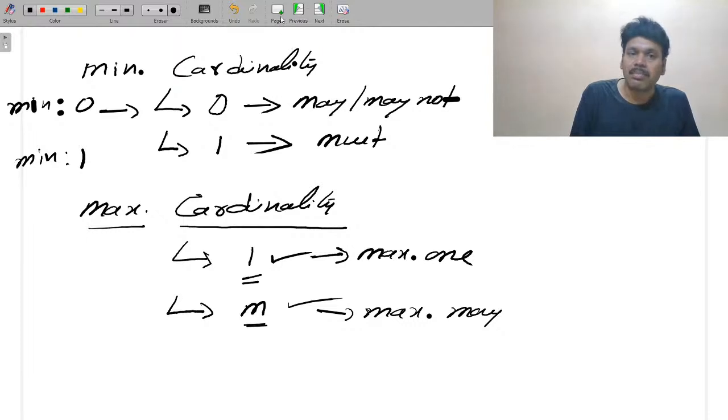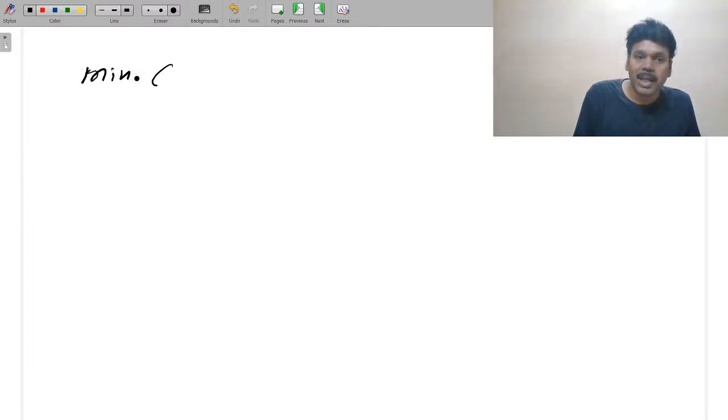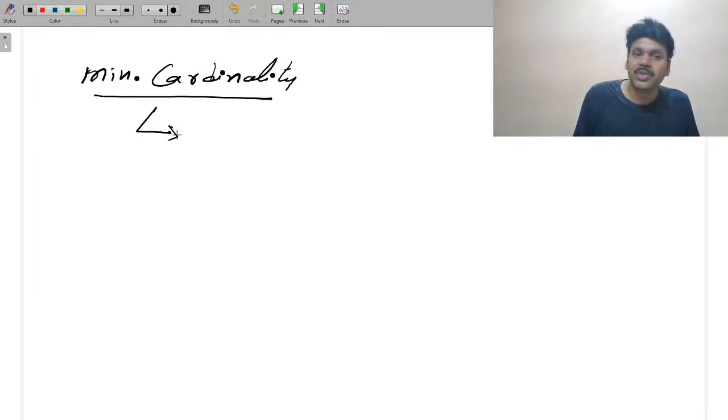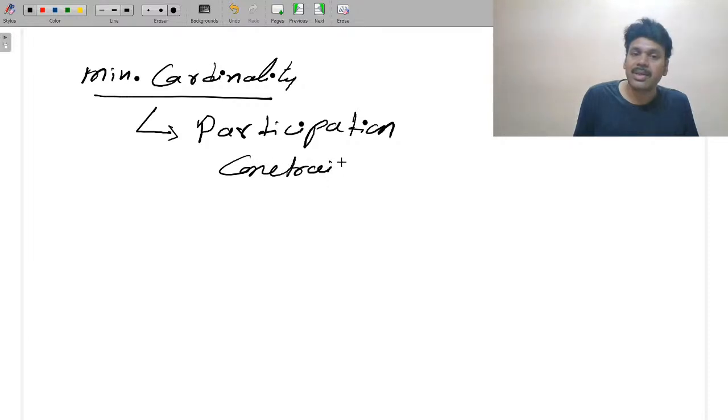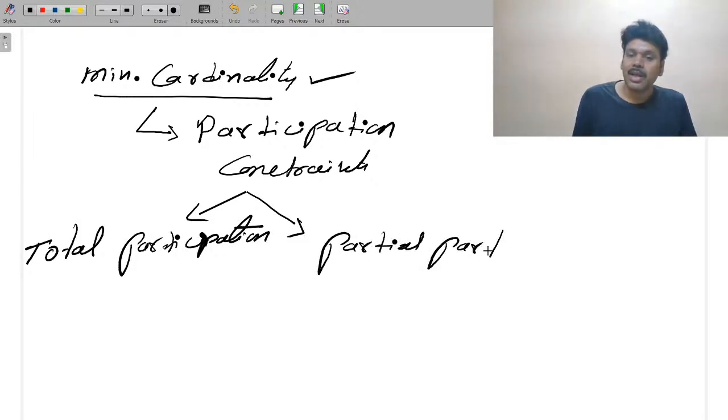Okay, friends. Now my question is, please observe carefully. Minimum cardinality, who is going to look after it? Your participation constraints. Your participation constraints are dealing with what? Minimum cardinality. There are two varieties of participation constraints. One is a must, that is called total. One is not a must, that is called partial. Total participation and partial participation.